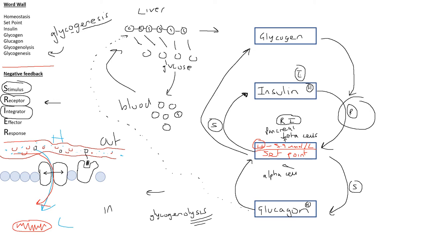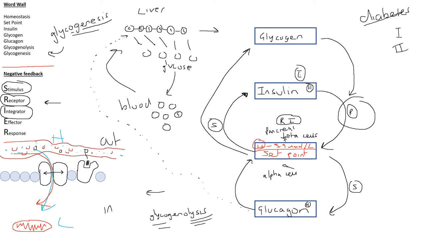Lysis means splitting, so it's the glycogen splitting as opposed to glycogen production, which is genesis. And that is how we maintain our blood sugar levels. Now we've got two problems, and you'll come across these before. We've got diabetes mellitus, type 1 and type 2.